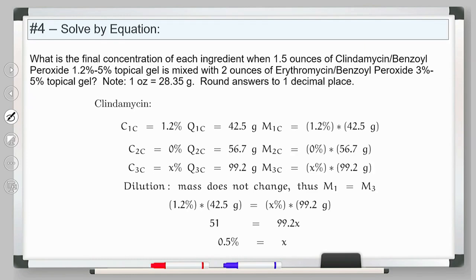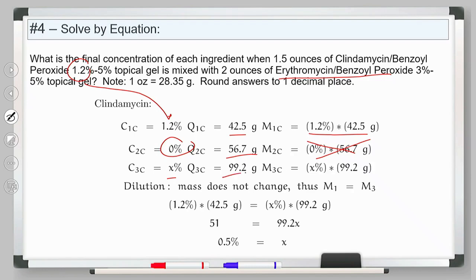Clindamycin. So let's start. What is my initial concentration of clindamycin? 1.2%. We already know the weight from our previous calculations, so we have the mass that we're starting with in our first cream. When we add the second cream, how much clindamycin is in there? 0. We're not getting anything, but we know its weight. So its mass will be 0, so I can ignore all of that. My final mixture will have what concentration of clindamycin? I don't know. It's X.